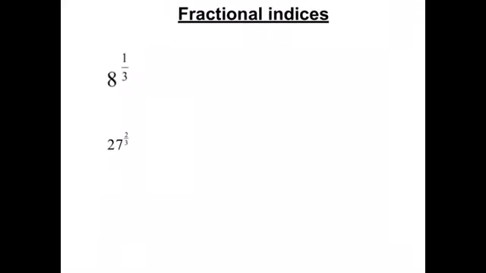In these examples, slightly different, we have a power of a third, and 27 to a power of 2/3. So in this example, where before we were square rooting, because this denominator value is now a 3, we're going to cube root. In other words, we're going to do the cube root of 8. The cube root of 8 is 2, because 2 times 2 times 2 is 8.